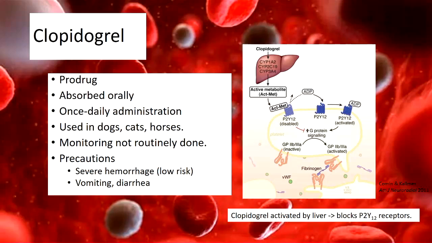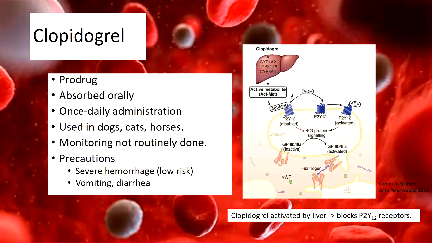Couple things about it. Do you know prodrug? Had you heard that term before? All right, so it's a prodrug, liver, P450s, turn it into an active metabolite, and then it goes and does its thing. You give it orally. You give it once a day. That's nice. It's been used in dogs, cats, and horses. All right, so we got some species we cover. You don't have to monitor blood clotting as closely as you do with some other things, so that's very nice.